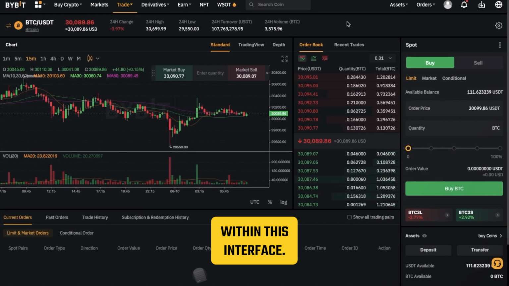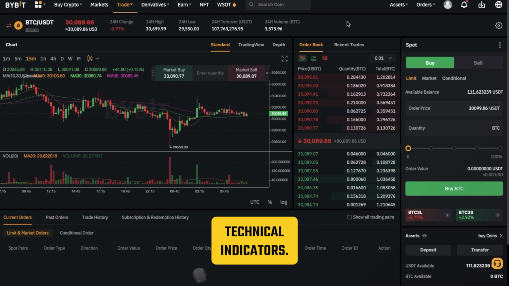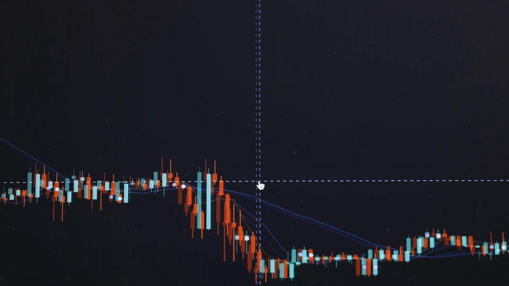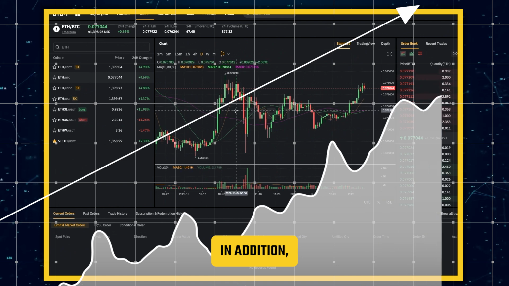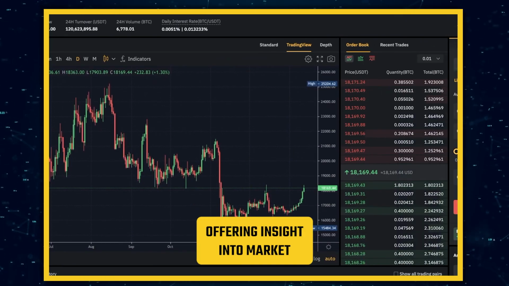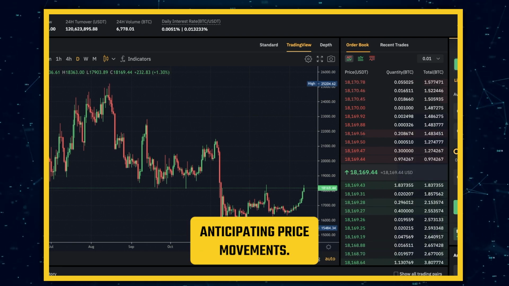Within this interface, the interactive trading chart delivers real-time price data and can be customized with various technical indicators. You can adjust time frames, incorporate moving averages, and draw trend lines to analyze market trends effectively. In addition, the order book displays current buy and sell orders, offering insight into market sentiment and liquidity, which is vital for anticipating price movements.